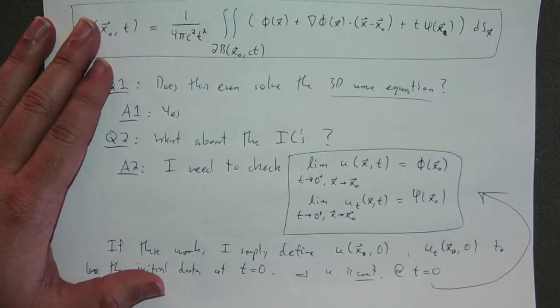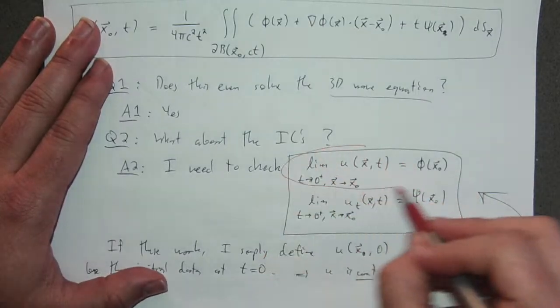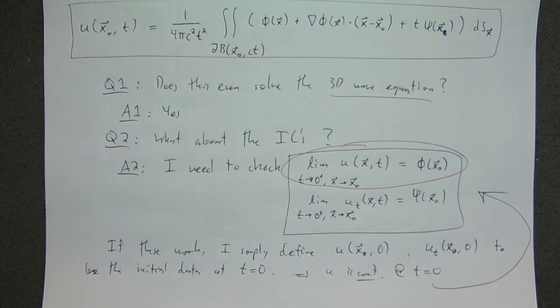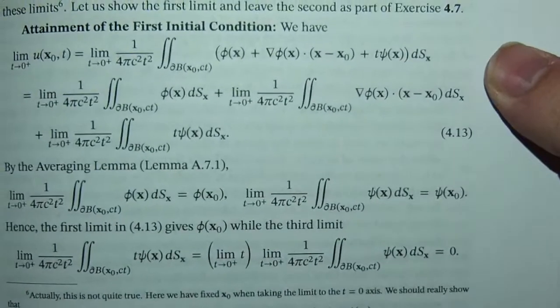Now, I will show you how this one's done. Rather than write this out, I'm just going to show you exactly where it is in the textbook, because it's nicely contained in a single place. So give me 1 second to find it. Let's see here. Aha. So this is under the section attainment of the first initial condition.